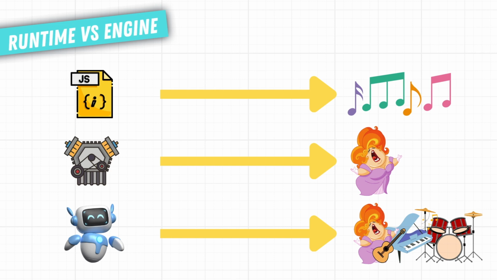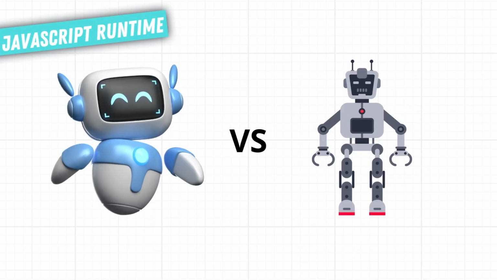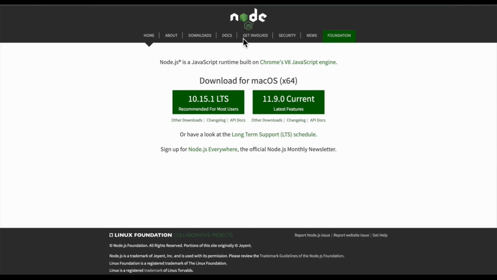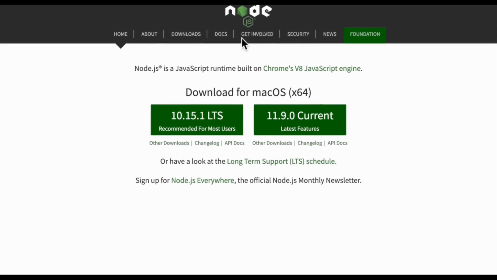So let me ask you this. If we are able to have different JavaScript runtimes because, well, JavaScript can run outside of our browser, what do you think Node.js is? Is Node.js a programming language? Is it a JavaScript engine? Is it a runtime? Well, this kind of gives it away. It's a JavaScript runtime. It's not a language.